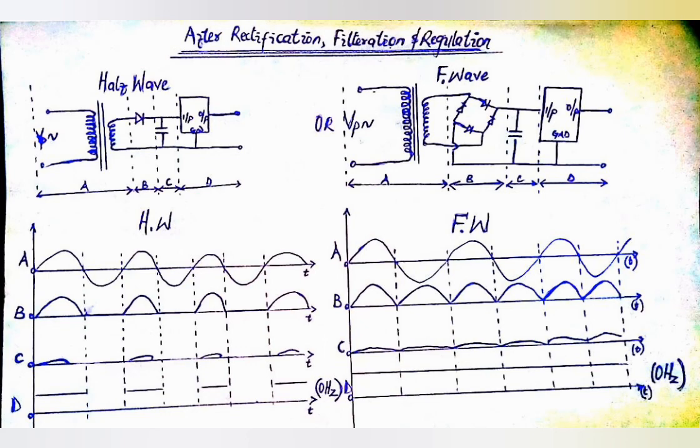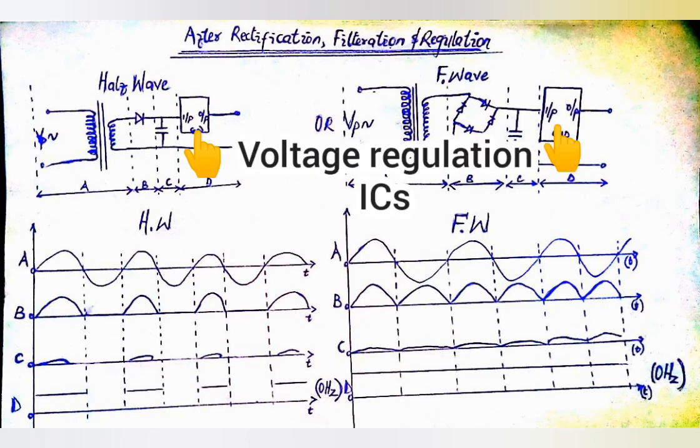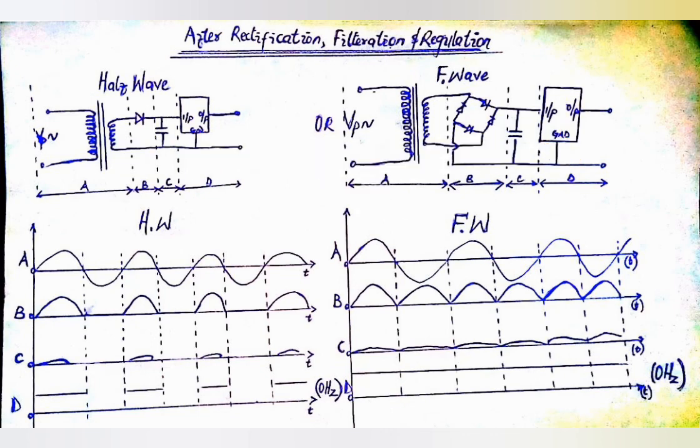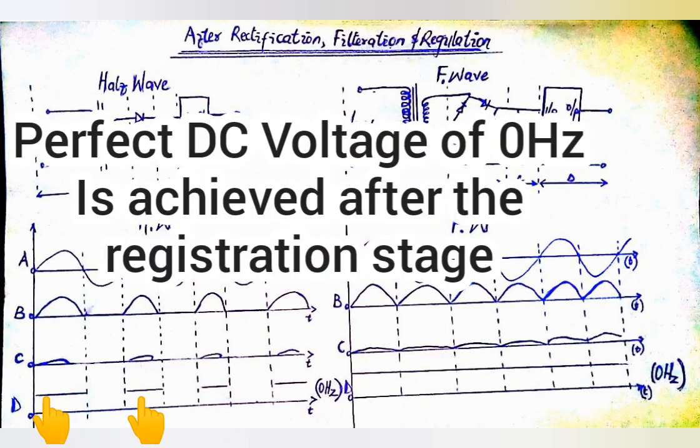This regulation is achieved by an integrated circuit. They contain components like the Zener diode, capacitor, etc. This regulator circuitry contains components that do further filtration on the output voltage. Because of this, after the regulation stage, a perfect DC voltage is achieved.